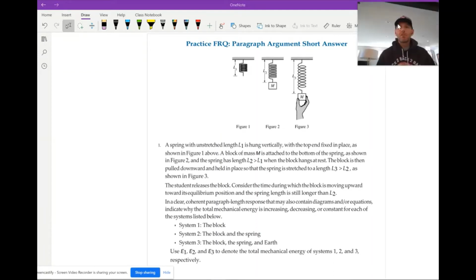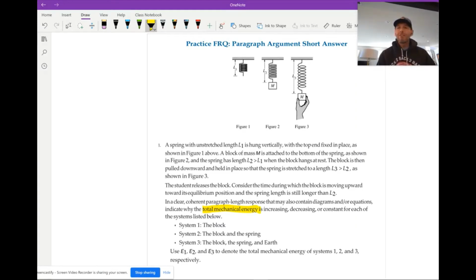Hey everybody, we're going over some strategies here to try to figure out how to start these FRQs and to scrap for as many points as possible. So remember, what you want to do is read through the whole question and try to figure out what the key unknown is. So go ahead and hit pause, read through there and identify the key unknown. The key unknown in this one is total mechanical energy. We're trying to figure out, is it increasing, decreasing, or constant for each of the systems? So that's our key unknown.